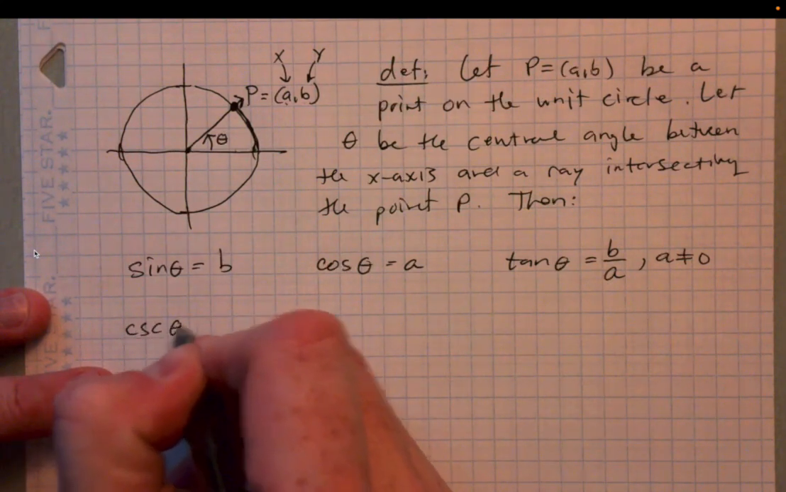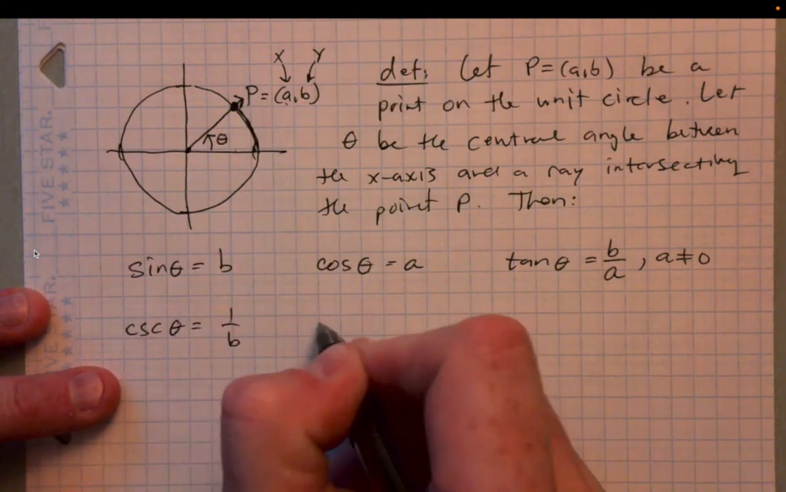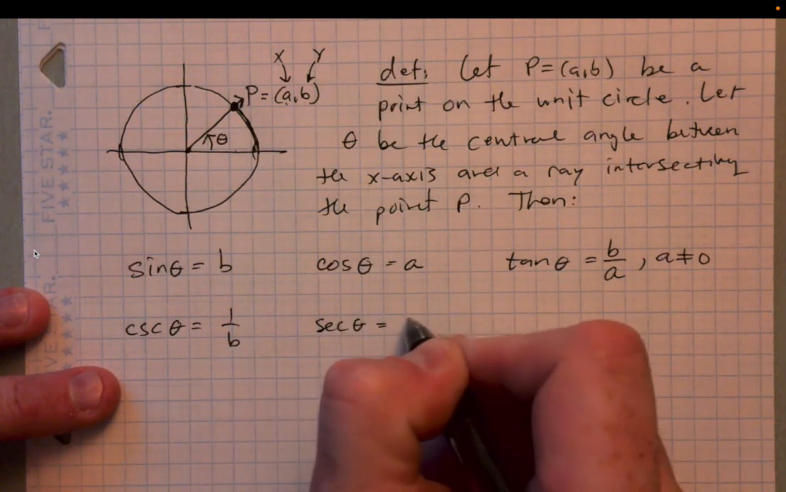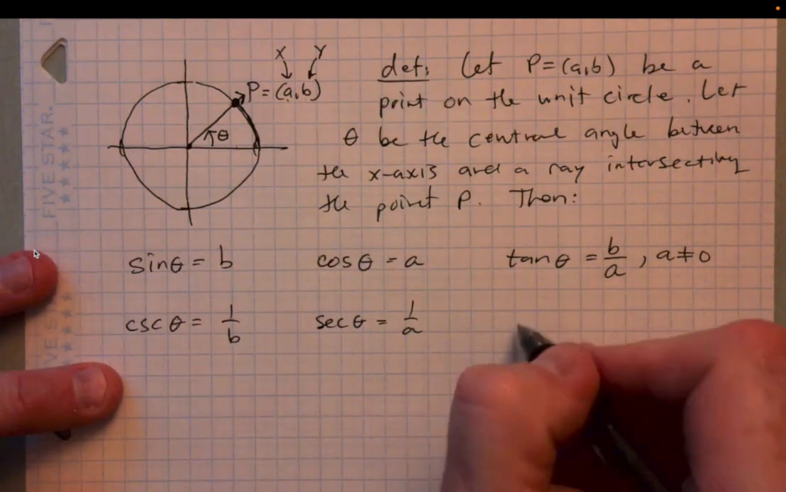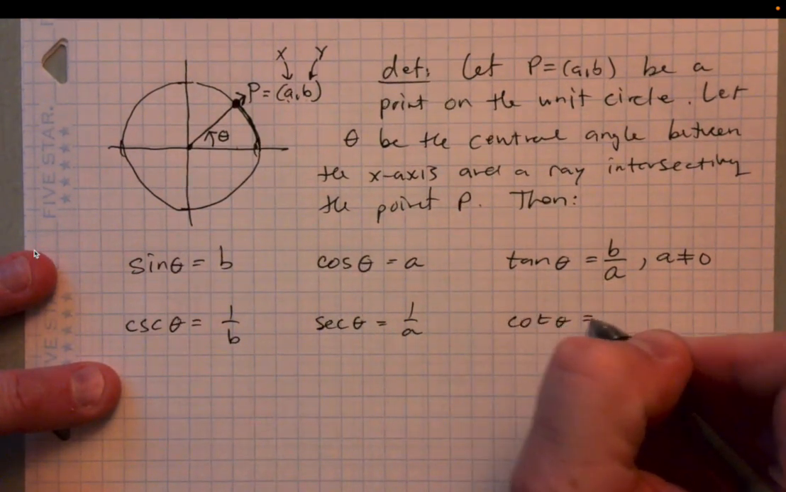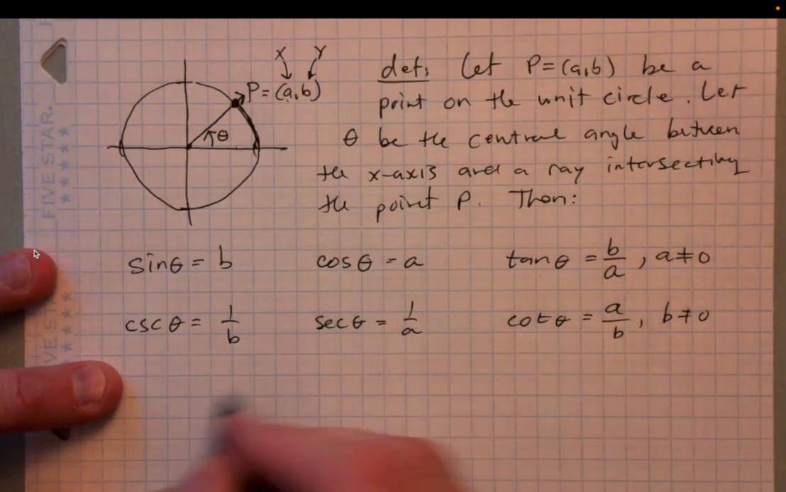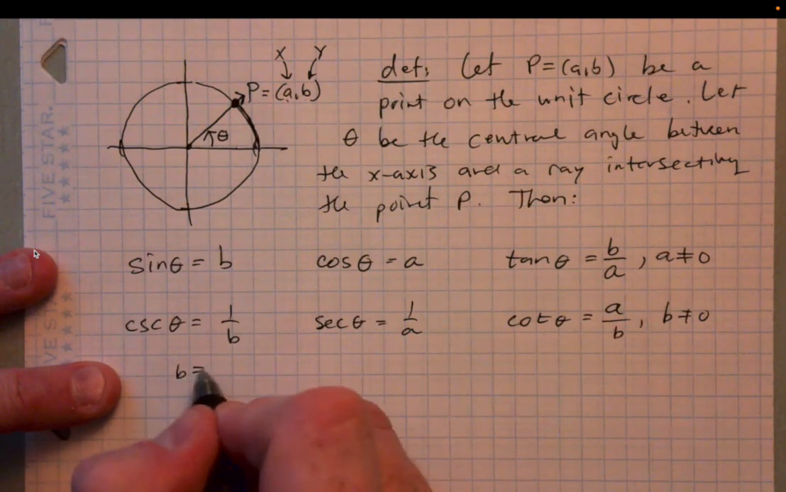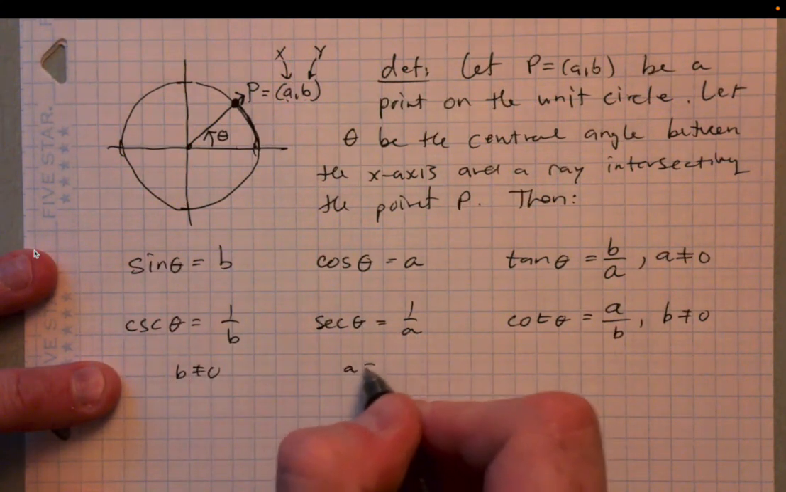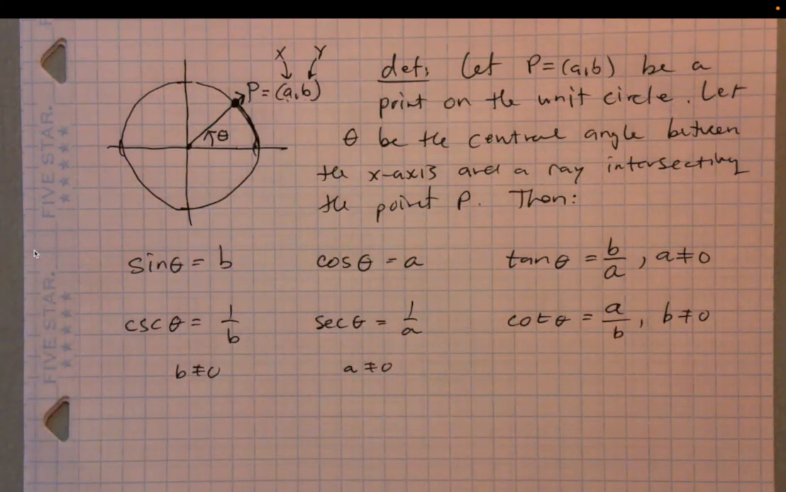Okay, so if this is sine, cosine, and tangent, then it's easy to imagine what the others are. Cosecant of theta is 1 over b. Secant of theta is 1 over a. And the cotangent of theta is a over b. Here, b is non-zero. And here, for the cosecant, b is non-zero as well. And for the secant, a is not equal to 0. So we've got to put those in there just to be safe.